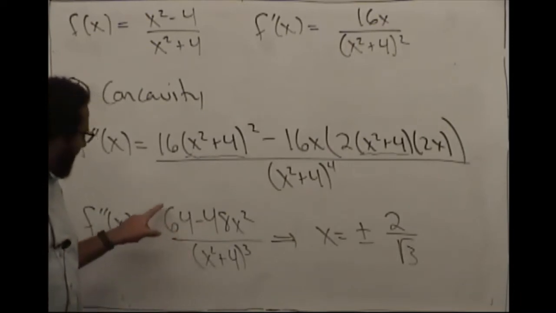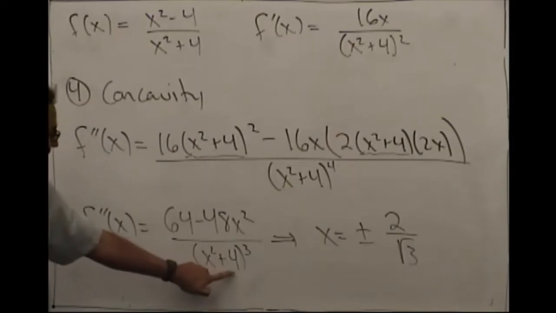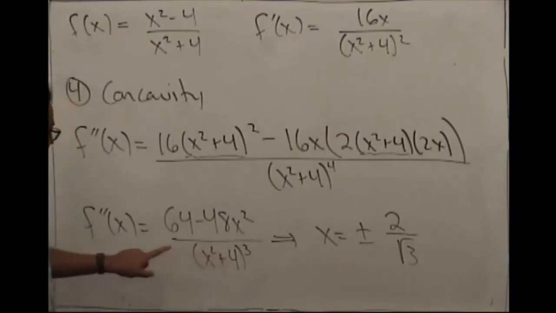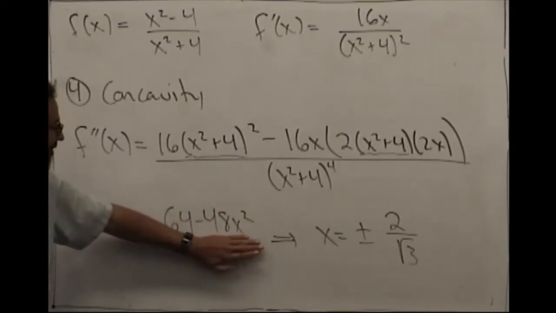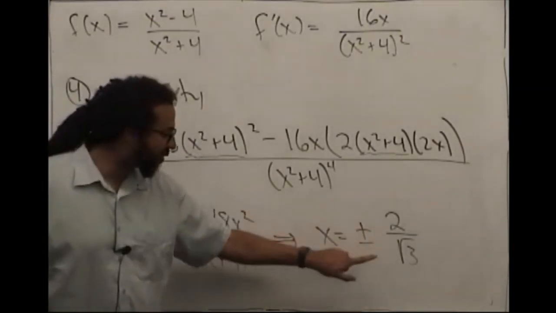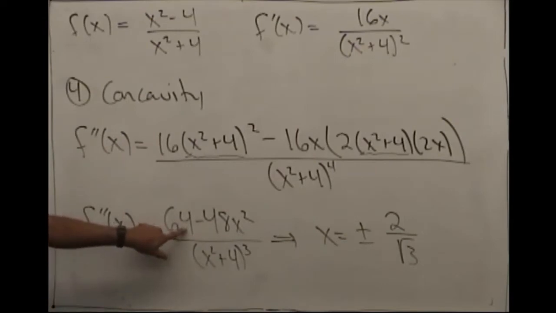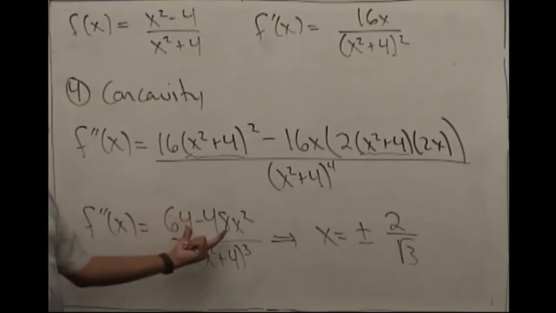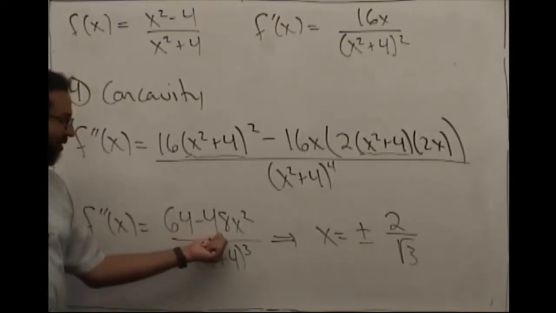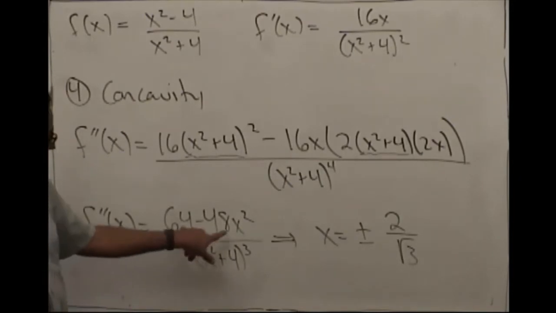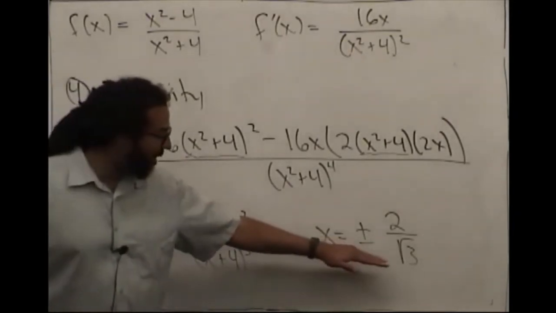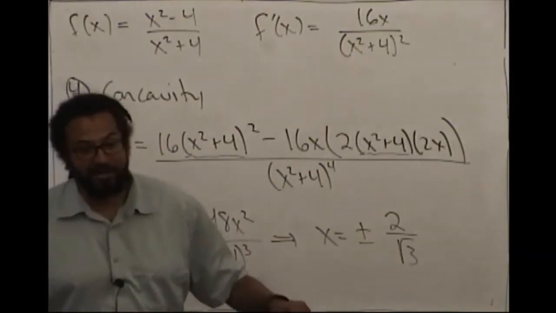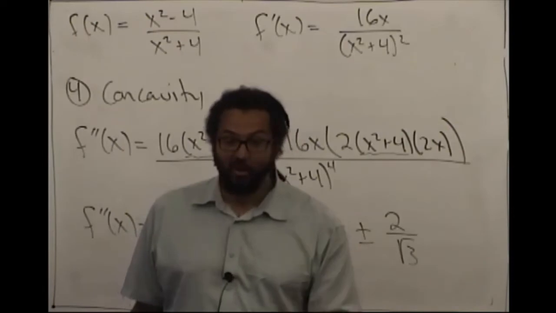Again, this thing is never undefined, since x squared plus 4 is always positive. So the only critical values that f prime will have are where f double prime is equal to 0. So I just set the numerator equal to 0, and when you do that, you get plus or minus 2 over the square root of 3. If you like, this is really the square root of 64 over 48, and after some simplification you just get 2 over the square root of 3. Okay, so now that we've got our critical values for f prime, let's go ahead and plot those and see where the second derivative is positive or negative.